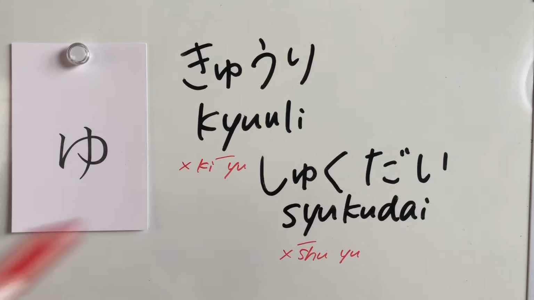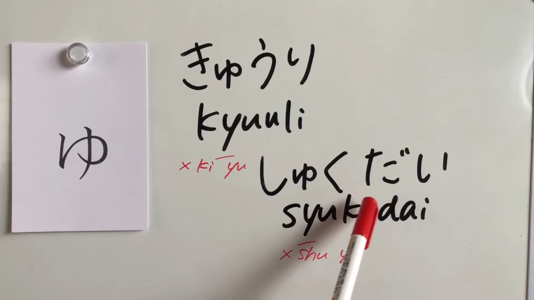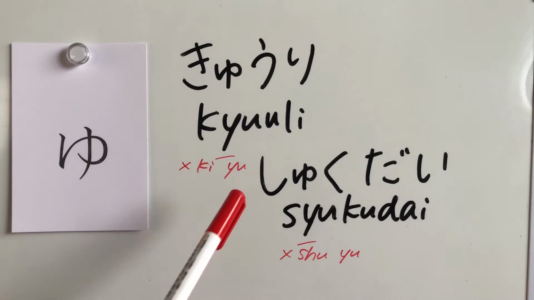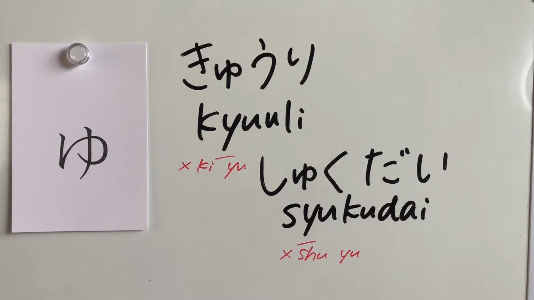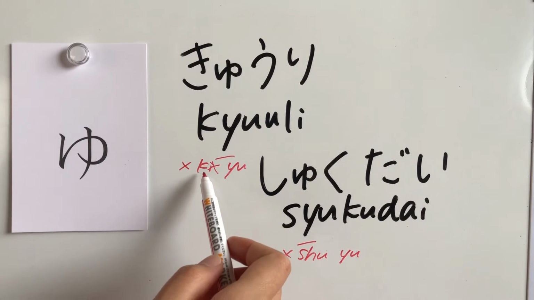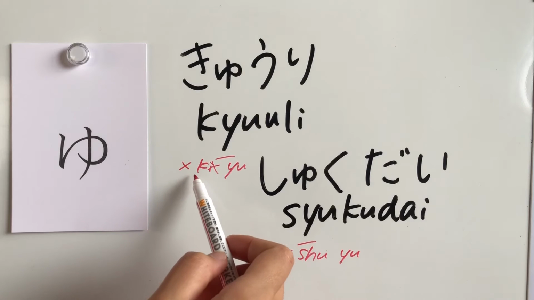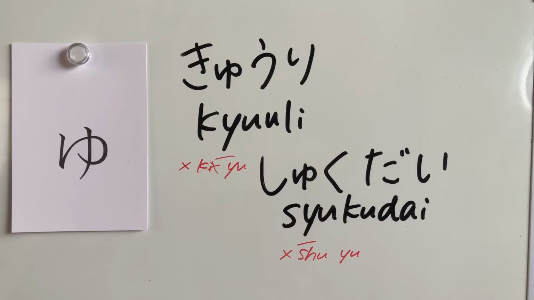So the second one here is shi, small u, ku, da, i: shukudai, shukudai. What we do is remove the vowel of the letter one before. So we remove this i; we don't pronounce this one. So we've got this consonant K and yu, and we say kyu, kyuri, kyuri.